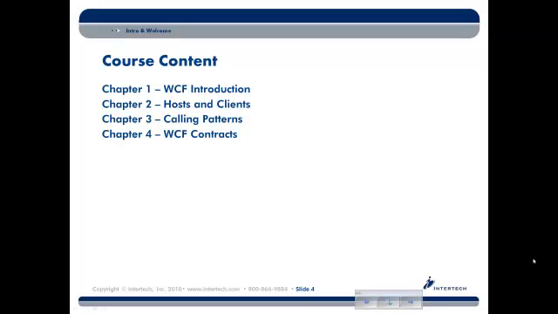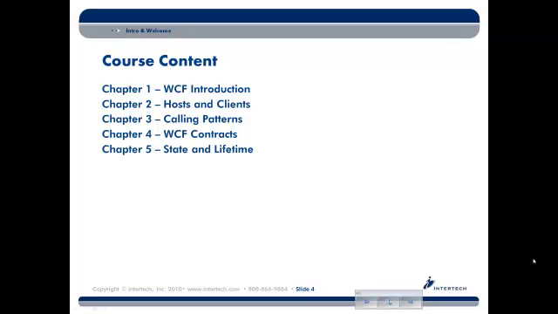In Chapter 2, that's where we're going to be looking at the different types of hosts we can put together, and how we can build clients to consume our services. That's where we have to talk about some other related topics like MEX. Chapter 3 will further go into the connection between host and clients by looking at a couple of common calling patterns. Now Chapter 4, that's where we talk about all the different types of contracts, whether it be a data contract or a message contract or an error contract.